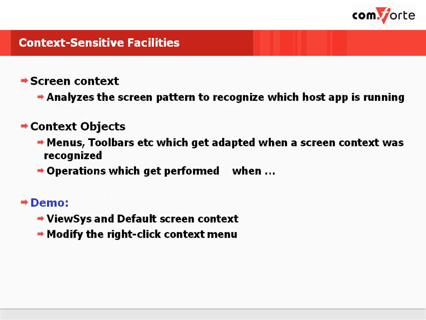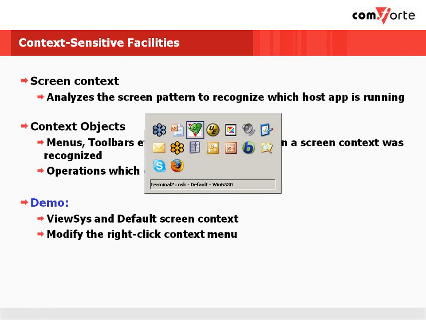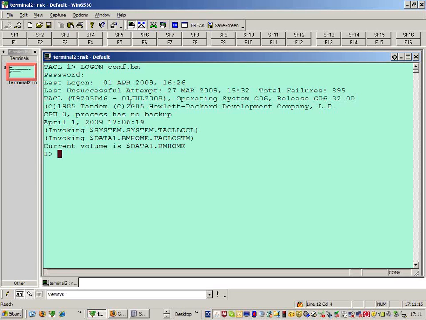Now in the second part of this webinar, we will be talking about the context-sensitive facilities in Win6530. We will see what a screen context is. We will see that a screen context analyzes the screen pattern to recognize which host application is currently running on this terminal. And you can define context objects like menus or toolbars, and these objects get adapted, or configured, related to the active screen context. The best way to understand this better is to see it in a demo.